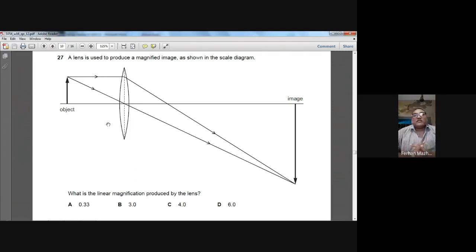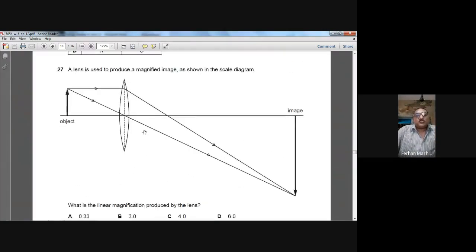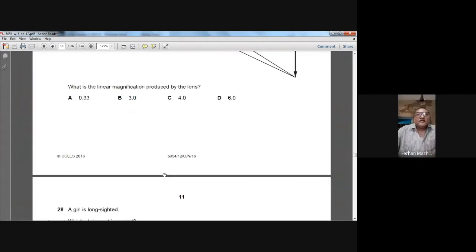If you actually measure on paper with the help of a scale, and divide the height of the image by the height of the object, the answer will be 3. So the linear magnification is 3. So B is the choice for this question. This is a question in which your instrument is involved. You have to actually do the measurement and then apply the formula. I hope it's clear how you will measure, what you will measure, and how you will apply the formula. It's easy.